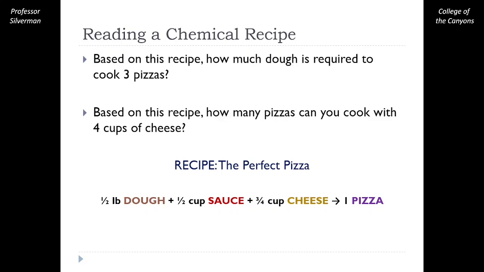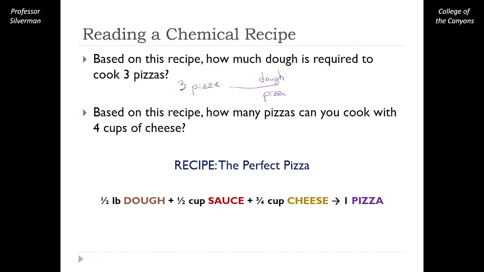If this is our recipe, but we're cooking for a bigger group, we can decide how much dough is required to cook 3 pizzas, or how many pizzas we can cook if we have 4 cups of cheese. The idea is we can do the same dimensional analysis that we've done in the past. If we need to make 3 pizzas, we can cancel out pizzas and get to dough.